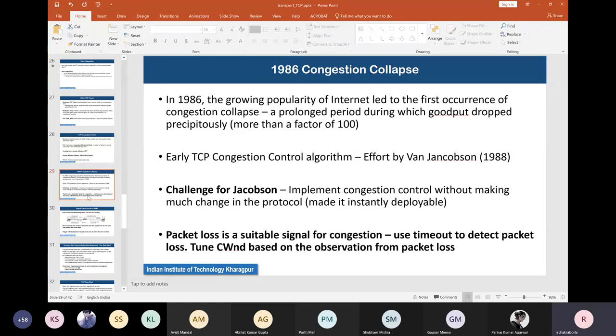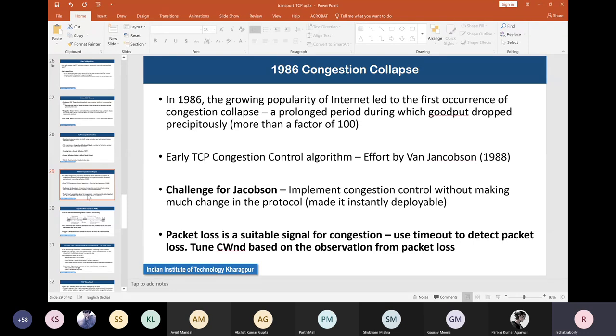So why did this happen? Well, initially people thought that if I have a window-based control, that will take care of whether I am going to send too much data to my receiver or not. If I take the window into consideration, then there will be no problem.